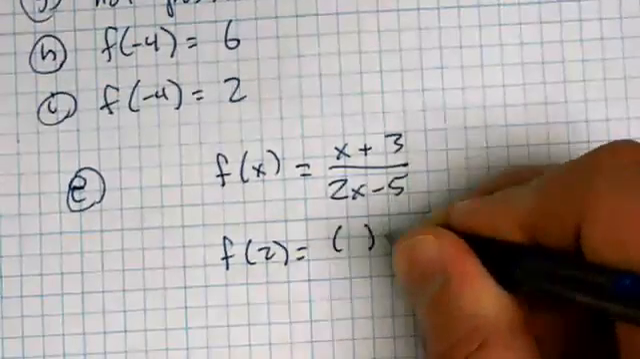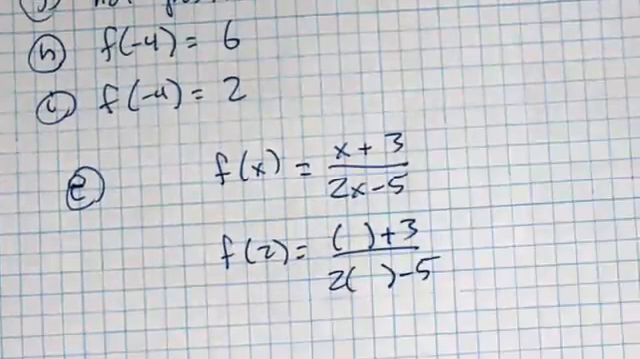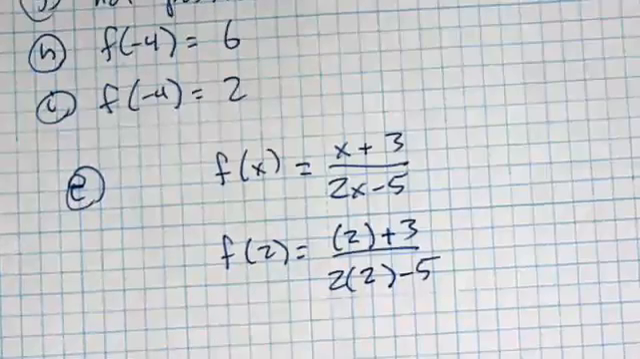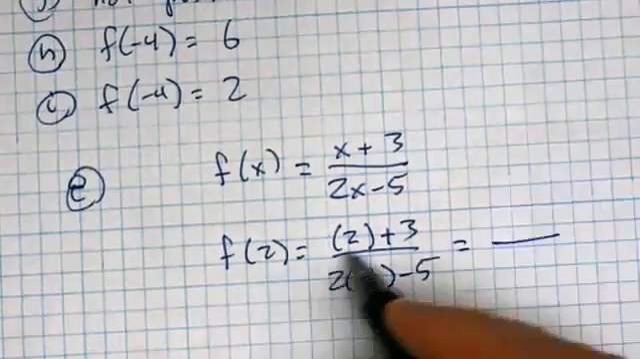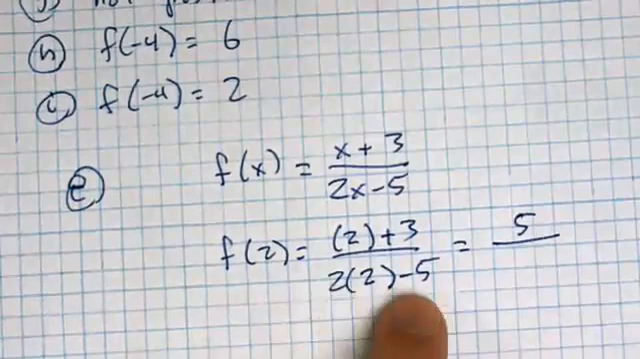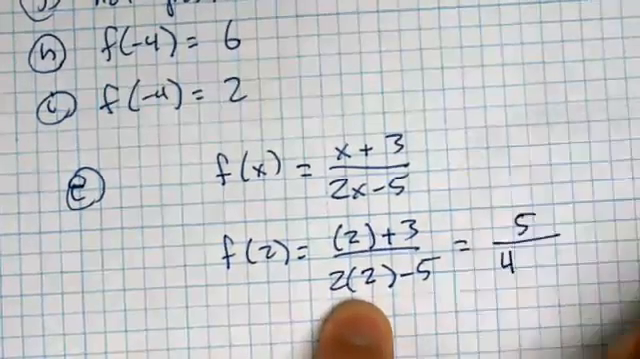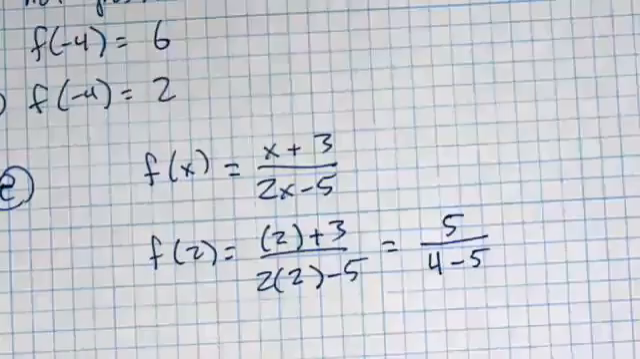I'm going to rewrite my equation. I'll leave out all my x's. And what am I going to replace my x's with? 2. Now I need to go through and simplify this. On the top, I've got 2 plus 3. On the bottom, I have both multiplication and subtraction. PEMDAS tells us we need to do this multiplication first. 2 times 2 is 4. And then we'll do the minus 5 after.